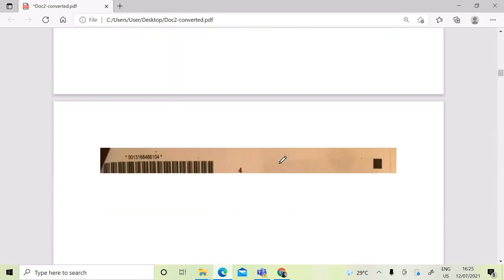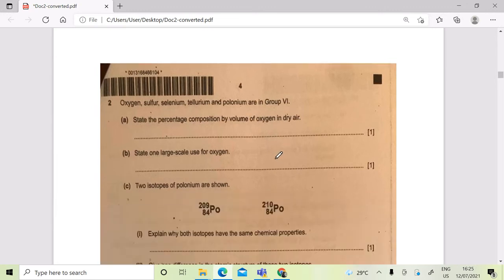Moving to question 2 in part A. That's about group 6 in the periodic table. As you know, group 6 you have oxygen, sulfur, selenium, tellurium and polonium. State the percentage composition by volume of oxygen in dry air. So I should go for that one as 21%. It's a very basic thing you need to know. Actually, in fact, that is going to be 20.94%, but I'll go for 21%.